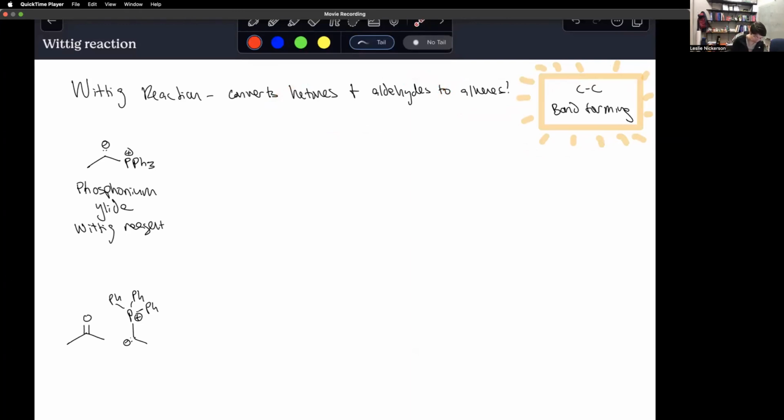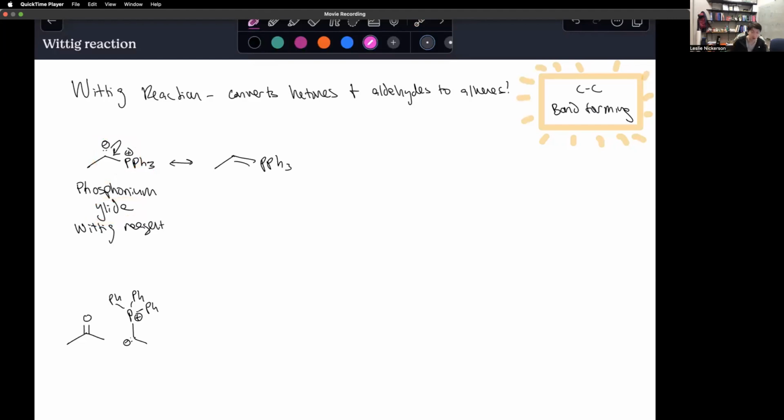So the Wittig reaction uses a Wittig reagent. So this is technically a phosphonium ylide. Okay, the ylide just indicates that kind of charge differential there. So if we look at this, we also want to keep in mind that we do have a resonance structure available to us where we can delocalize those electrons between the carbon and the phosphorus in a pi bond.